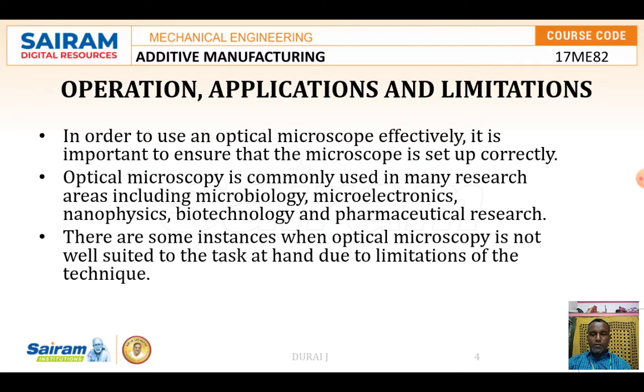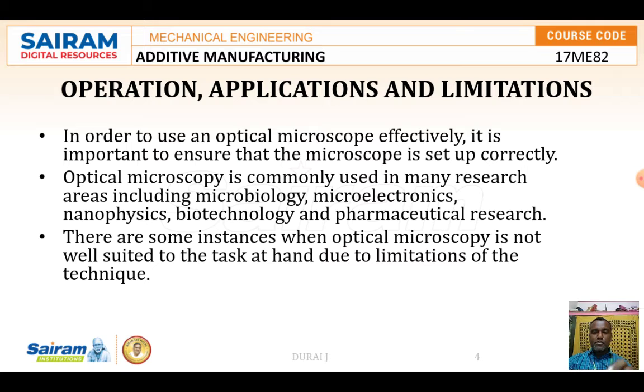To use the optical microscope effectively, we have to ensure that the microscope is set at the correct position to see the particles. Even normally in the mechanical field, to find the Rockwell hardness number, to measure the sizes of the hole we are producing, we can view it via the microscope device.